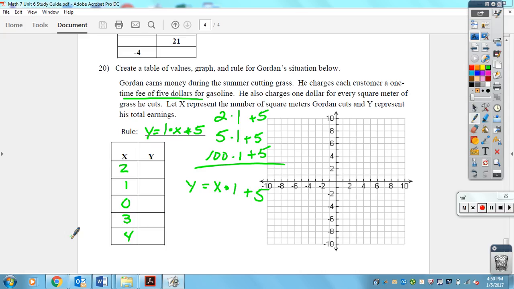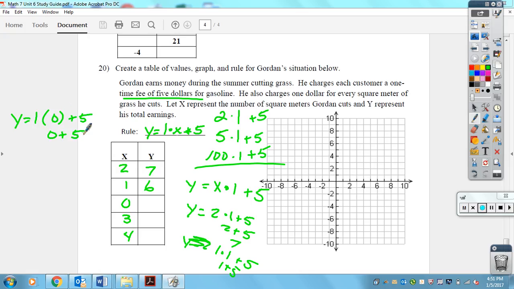Let's plug in. y equals 2 times 1 plus 5, which is of course 2 plus 5, or 7. y equals, sorry, not 2 this time, but 1 times 1 plus 5, because now x is 1, which is 1 plus 5, or 6. If you cut 0 meters, plug in 0, y equals 1 times 0 plus 5, 0 plus 5, which is 5. y equals 1 times, well now we're going to cut 3, which is 3 plus 5, because 1 times 3 is 3, which is 8. And y equals 1 times 4 plus 5, which is 4 plus 5, or 9.